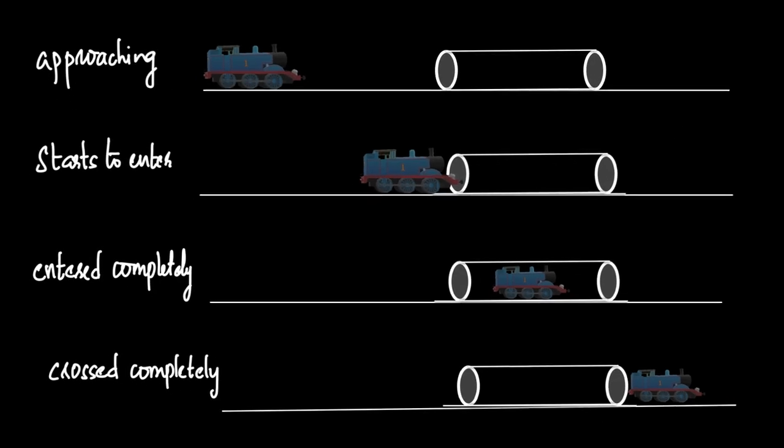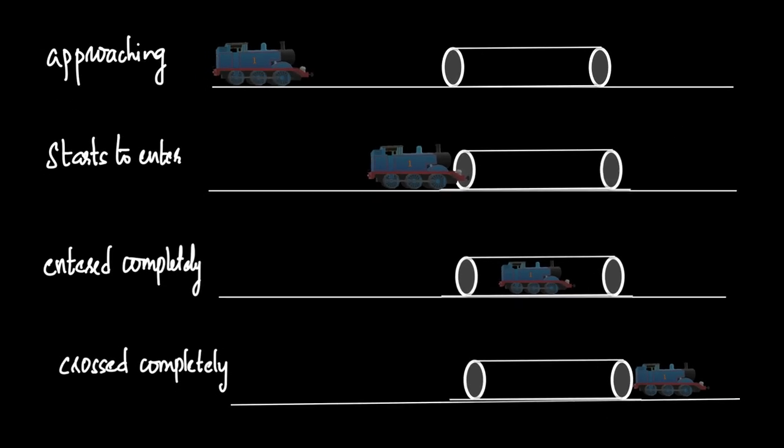Let us familiarize ourselves with some of the very common terms or phrases that appear in most numericals associated with these questions, specifically with respect to motion. So we have a train approaching a tunnel or a railway station or a building or any such thing. Now the train starts to enter the tunnel. The train has entered completely and now the train has crossed completely. I hope you are able to visualize the difference between these four.